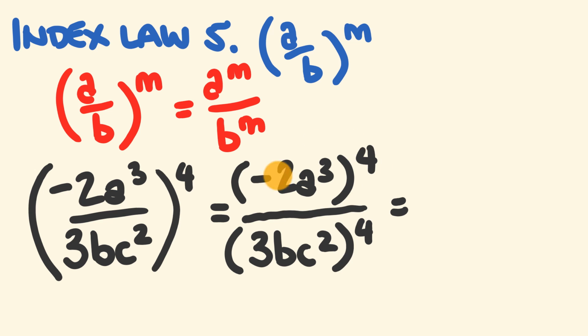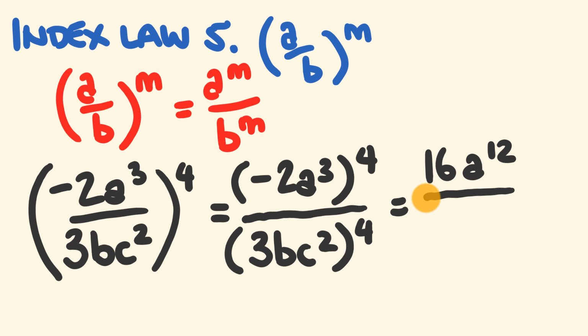So we can take this a little bit further now, where we go through using other index laws to solve this. Using that third index law, we can expand this bracket out now, where this is going to give us negative 2 to the power of 4. This is negative 2 times negative 2 times negative 2 times negative 2. That's going to give us the answer of 16. We have a to the 3 raised to the power of 4. Now remember, with our index law 4, we multiply these. So this is going to give us a to the power of 12.